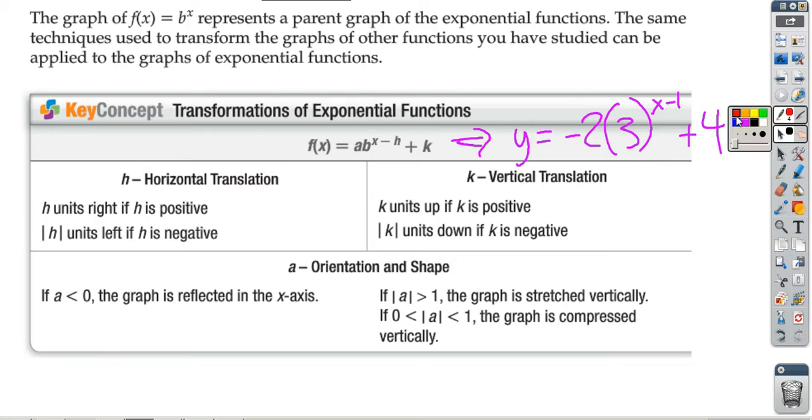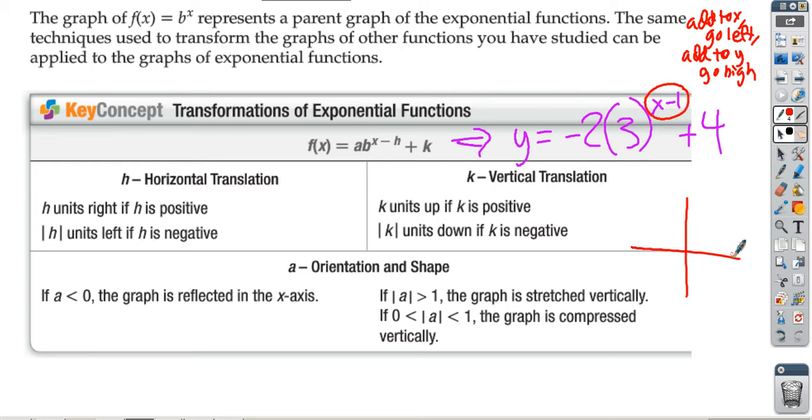And you might remember the acronym add to x, go left, add to x, go left, and then add to y, go high. Okay, so this right here is going to move it right and left because it's attached to the x, and the x direction on the axis, x-axis, is the right and left axis. And since adding to x makes it go left, subtracting from x is going to make it go right. So that means go right 1.